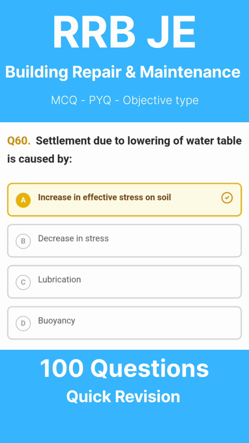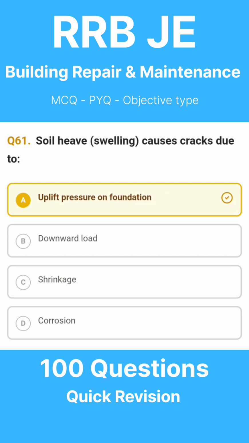Question 60. Settlement due to lowering of water table is caused by. The correct answer is increase in effective stress on soil. Question 61. Soil heave swelling causes cracks due to. The correct answer is uplift pressure on foundation.